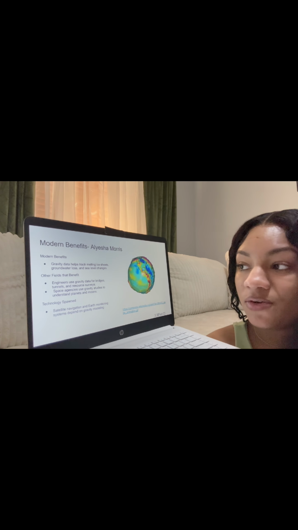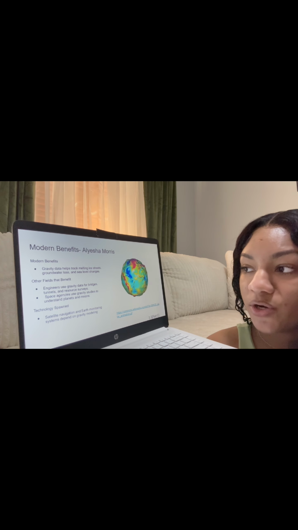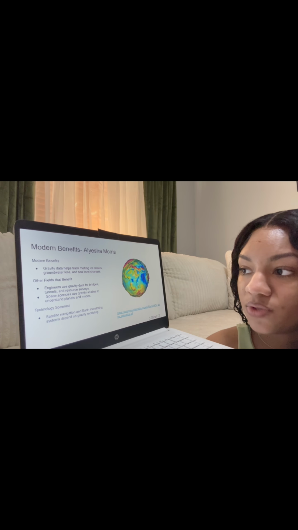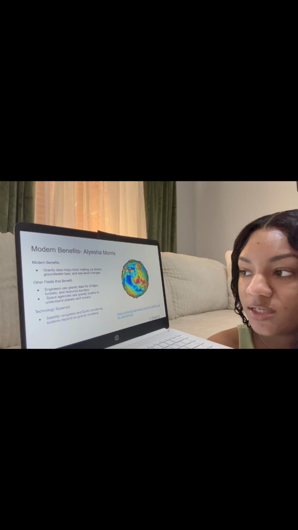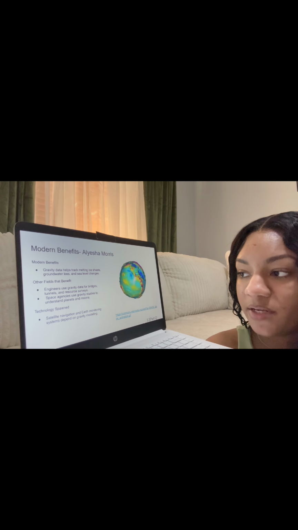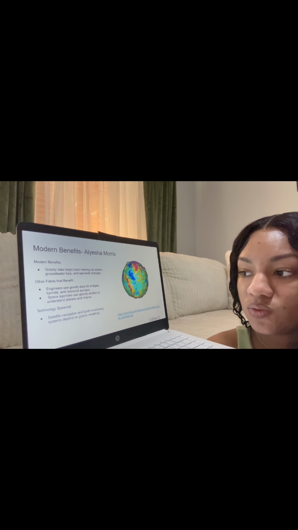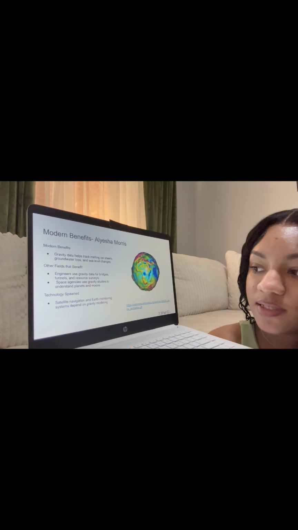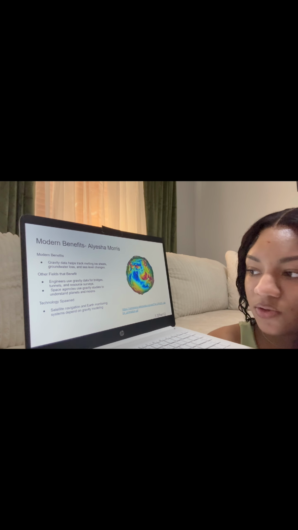Modern benefits. Gravity data helps track melting ice sheets, groundwater loss, and sea level changes. Other fields that benefited from this would have been engineers because they use gravity data for bridges, tunnels, and research surveys. Space agencies also benefited because they use gravity studies to understand the planets and moons. The technology that was spawned from this would have been satellite navigation and Earth monitoring systems, which depend on gravity modeling.